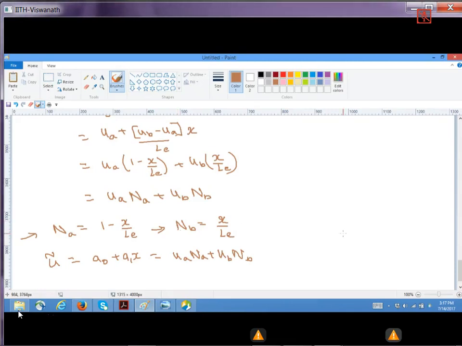Okay, so now here my a0 and a1, if you look at it, these two are arbitrary coefficients and meaningless. However, uA and uB are also arbitrary, but they have a meaning. What is that meaning? It is the displacement at the end nodes. A is the left end node, B is the right end node, and uA is the displacement at the left end node and uB is the displacement at the right end node.